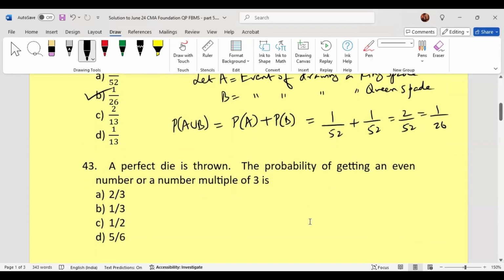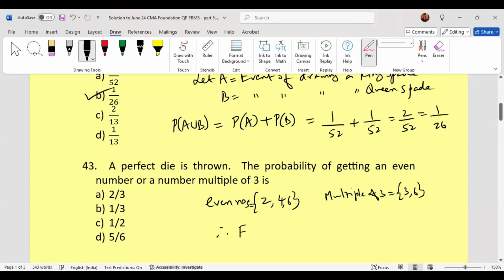Next one, a perfect die is thrown. The probability of getting an even number or a multiple of 3. So even number, what are all the favorable number of outcomes? They are 2, 4, and 6. Number multiple of 3. The numbers are 3 and 6.